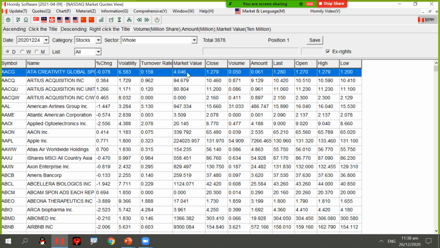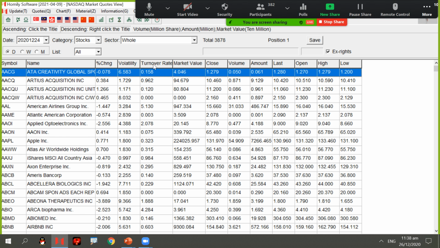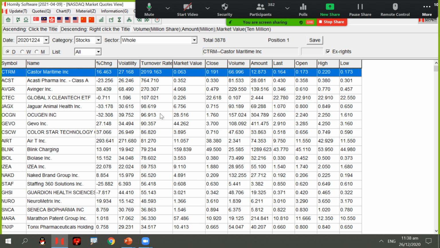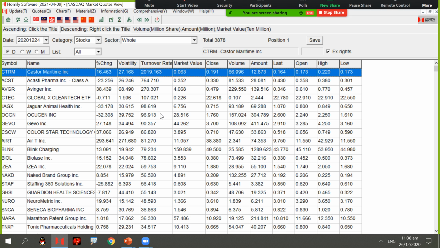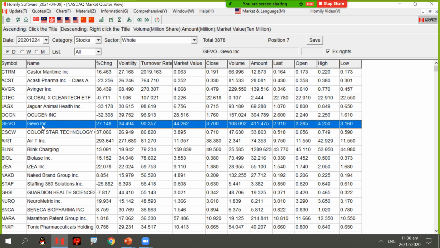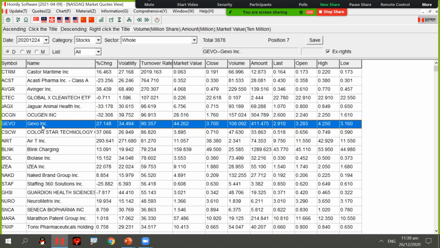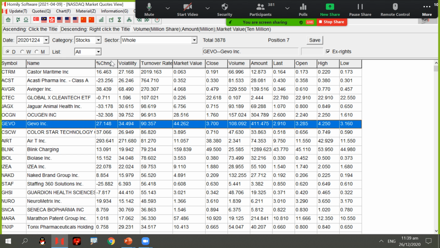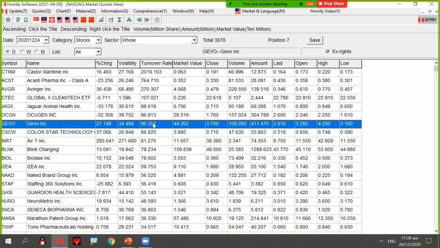I can use the Homely software to see the turnover rate. Wow. For the USA market, you can see what happened for this one, GEVO. In my daily video, I got this one. 27% rose in one day, and the turnover rate is 90%. What does that represent? Daily trading amount 400 million, enough. The price is a very penny stock, $3.